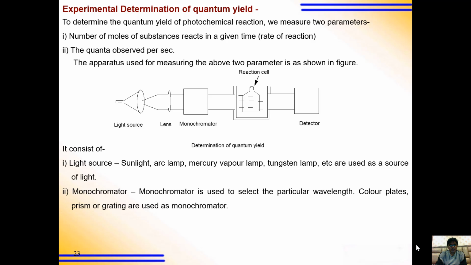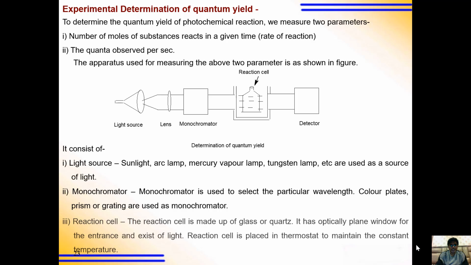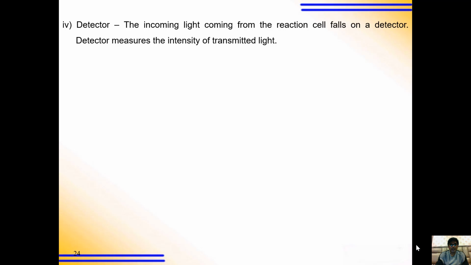The monochromator of this instrument is used to select the particular wavelength. Color plates, prisms or gratings are used as monochromators. Reaction cell: the reaction cell is made up of glass or quartz, or it has optically plane windows for the entrance and exit of the light. The reaction cell is placed in a thermostat to maintain constant temperature.